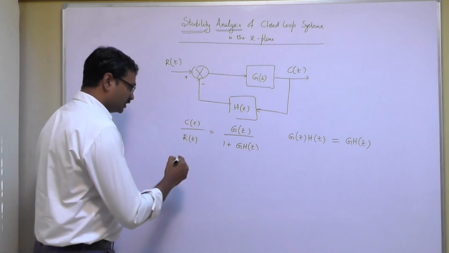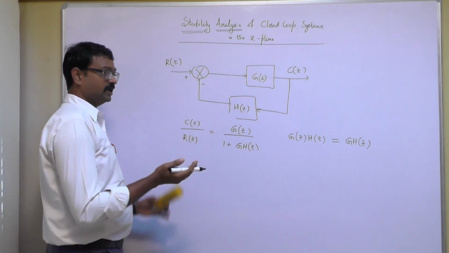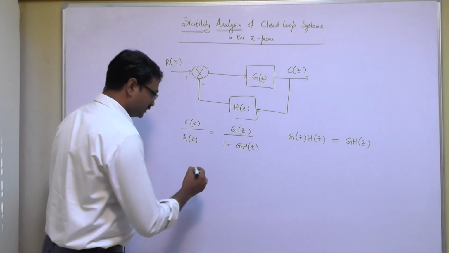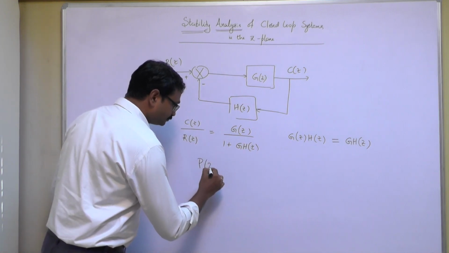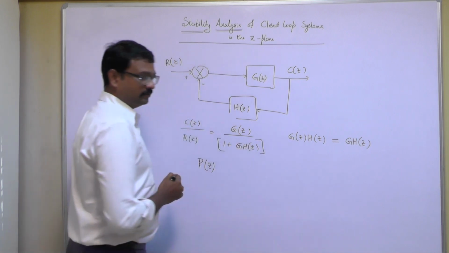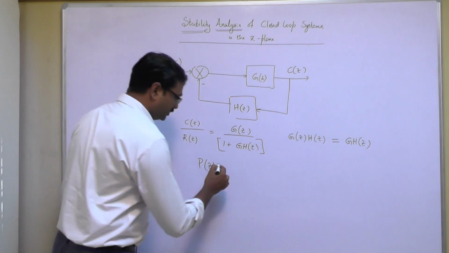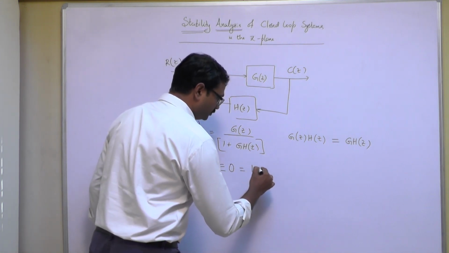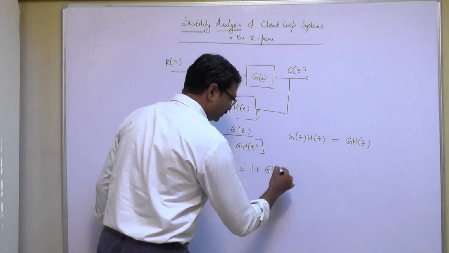Now to analyze the stability of this closed loop system, of any closed loop system, we need to understand the location of poles and zeros, like in our S plane analysis. In our S plane analysis, what is it? We consider the denominator polynomial and equate it to 0. What is that denominator polynomial for us here? 1 plus GH of Z.